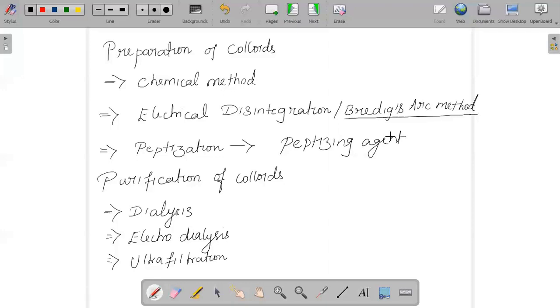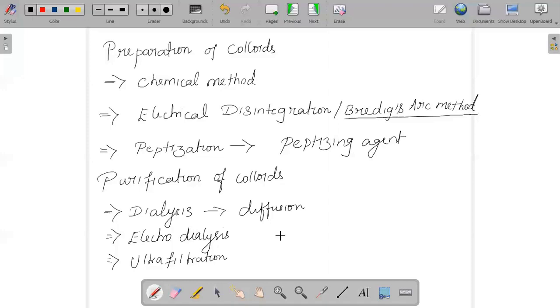There are also different methods used to purify colloids. The process used for reducing the amount of impurities to a required minimum is called purification of colloids. Some useful methods are, first, dialysis. Dialysis is a process of separating the particles of a colloid by means of diffusion through a suitable membrane.